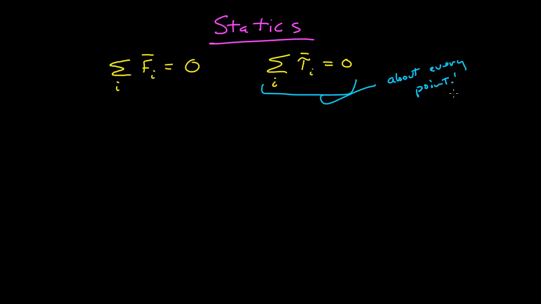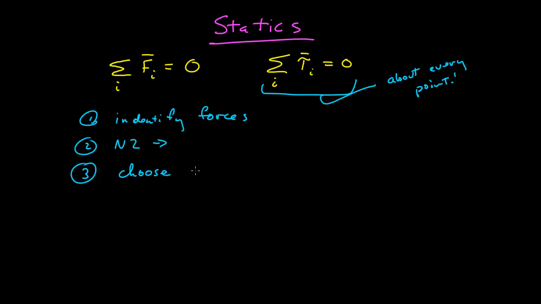So, if you're analyzing a system that is static, not moving, and you want to explore it, what you want to do is first identify your forces. Once you do that, you can apply N2: you vector sum the forces to 0. Then you'll want to choose an axis of rotation. Like in all cases, you can choose any axis of rotation, but some axes are more judicious than others.